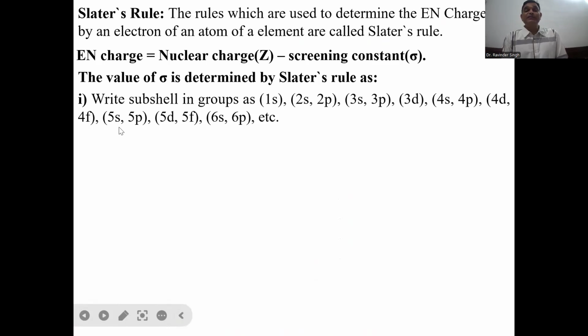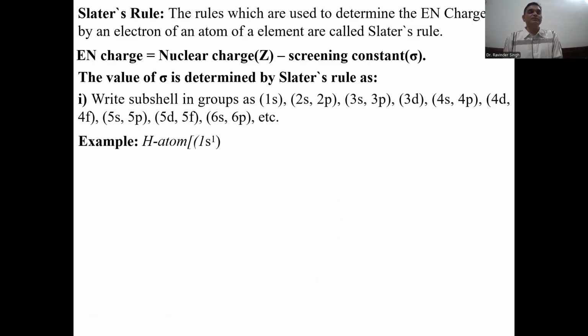In the fifth shell, there are 5S, 5P, 5D, 5F, 5G, and like that. So 5S and 5P are in the same group, 5D is in a separate group, and 5F is also in a separate group, like that. So that's the first point about Slater's rule. First of all, write down the configuration and then write these subshells in particular groups in such a way that in a particular shell, the S and P form one group, D forms a separate group, and F forms a separate group.